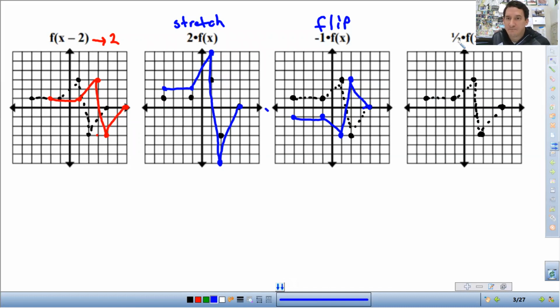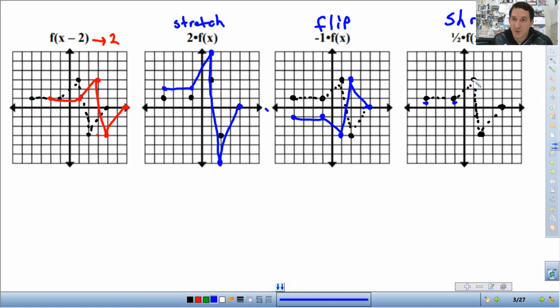One half. So kind of like the stretch, the shrink just gets closer. So you're just multiplying how far these points are from the x-axis by this factor, and you move it closer by that factor. So this point is 1 away, so the new point is just going to be half that distance.